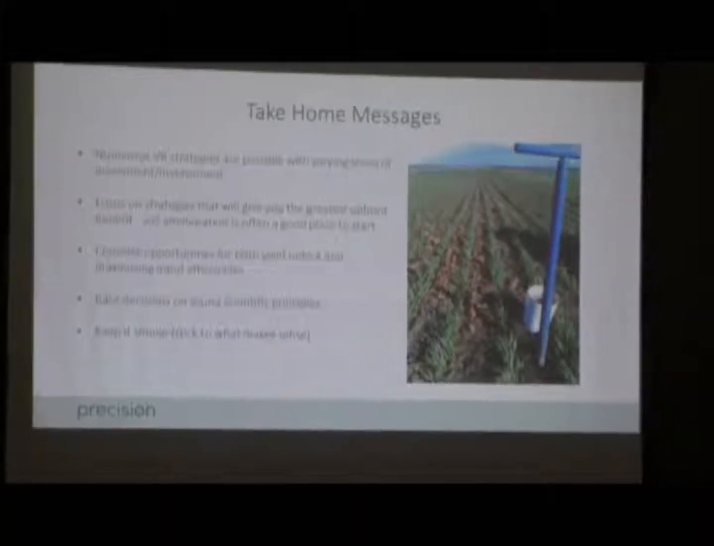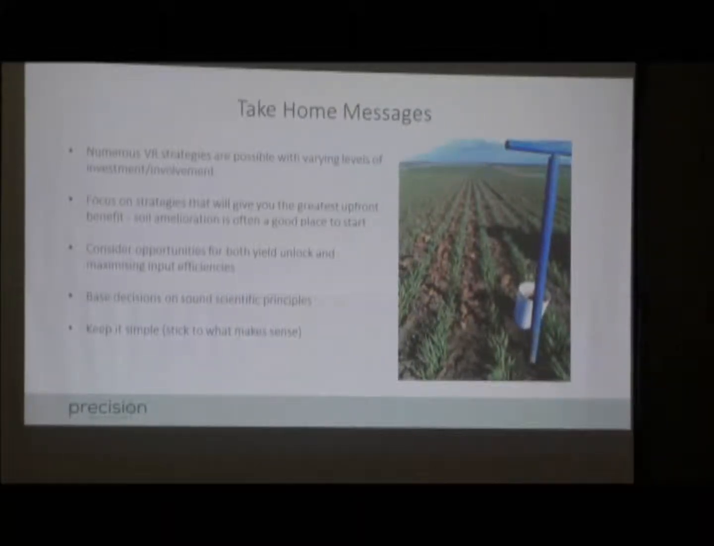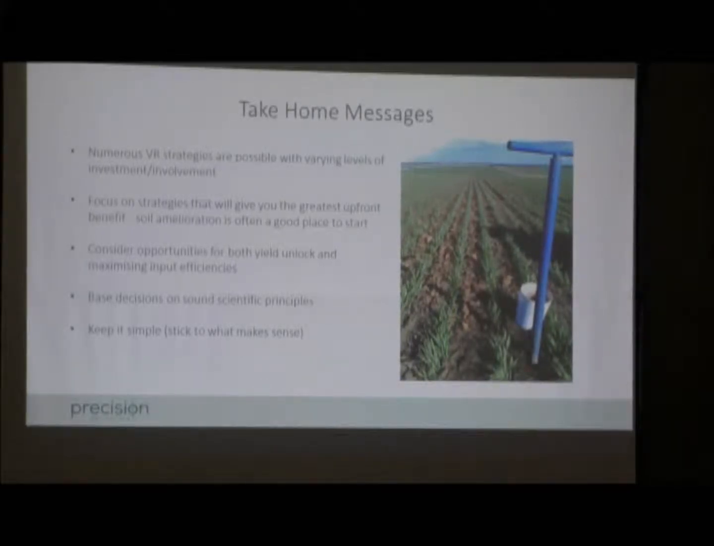So focus on the strategies that would give you the greatest upfront benefit, and soil amelioration is often a really good place to start. So particularly lime and also gypsum, if that's something that your property needs. So consider opportunities for both yield unlock and maximising input efficiencies. Base your decisions on sound scientific principles. So we're not trying to reinvent the wheel or do anything too fancy, we're just using our proven agronomic knowledge, but applying that in a spatial context. And using the technology that we now have available to make smarter applications.